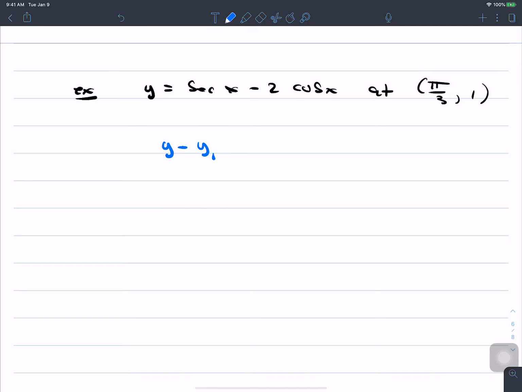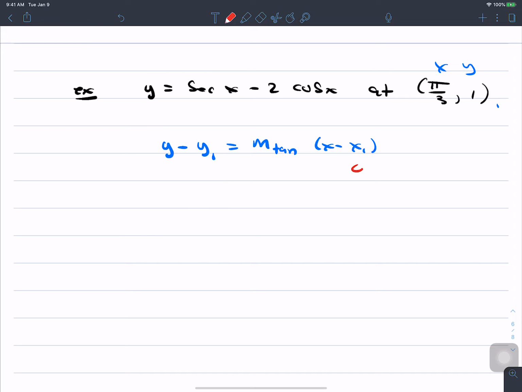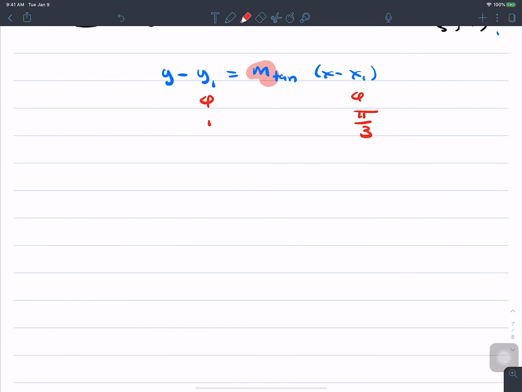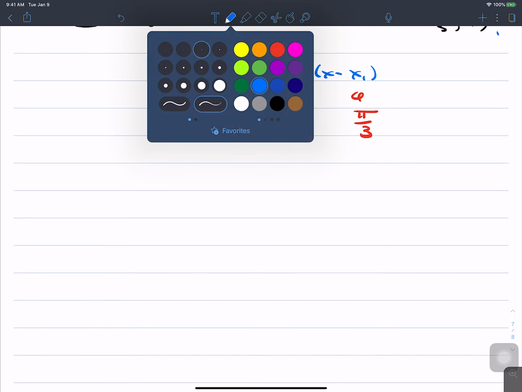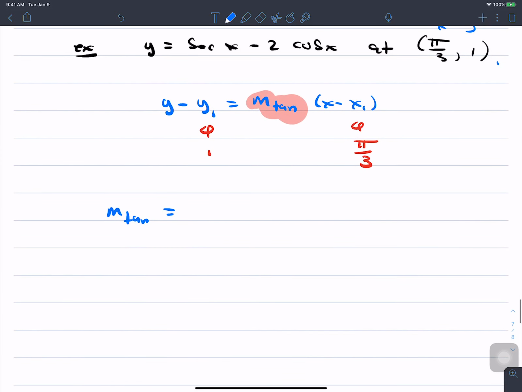y minus y1 is m tangent times x minus x1. Here's your one and only point. So you're going to plug in pi over 3 for x1, and you're going to plug in for y1. So you just need this m tangent here. And we have to differentiate, right? So we need that y prime.